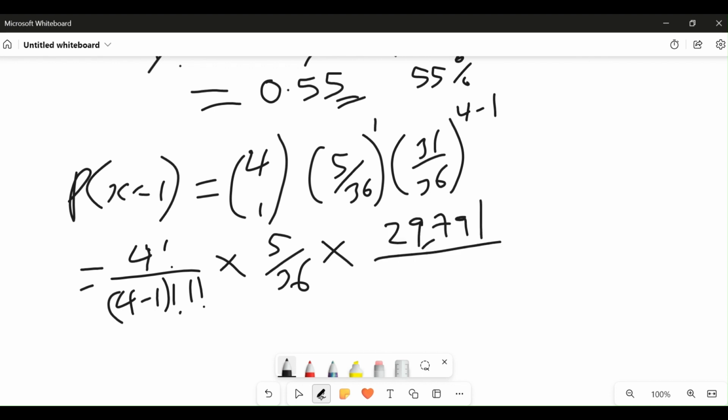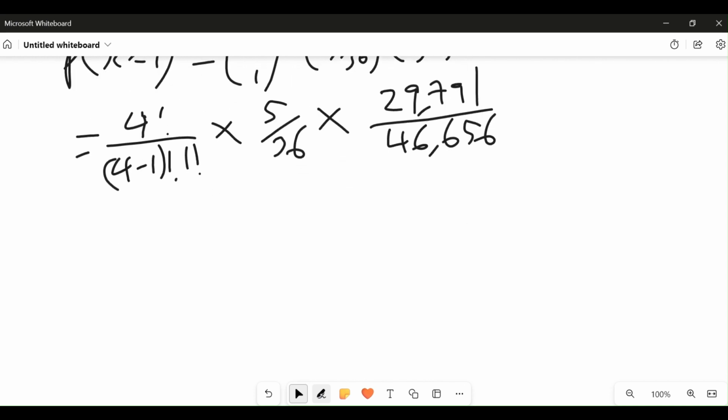29,791 divided by 36 raised to power 3. That will be 36 raised to power 3, which is 46,656. All right, now from here, what do we have?